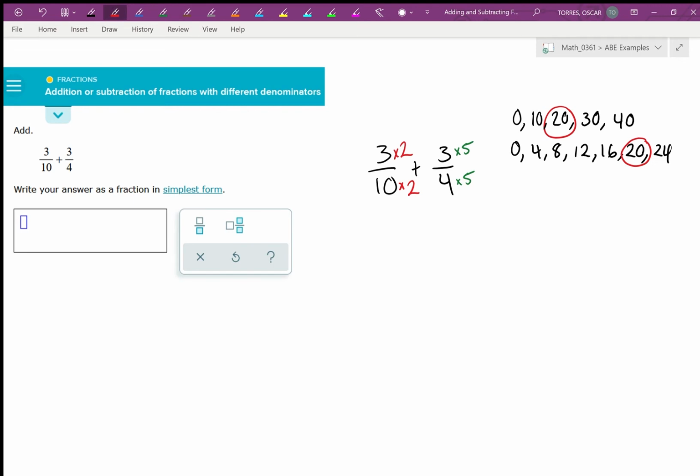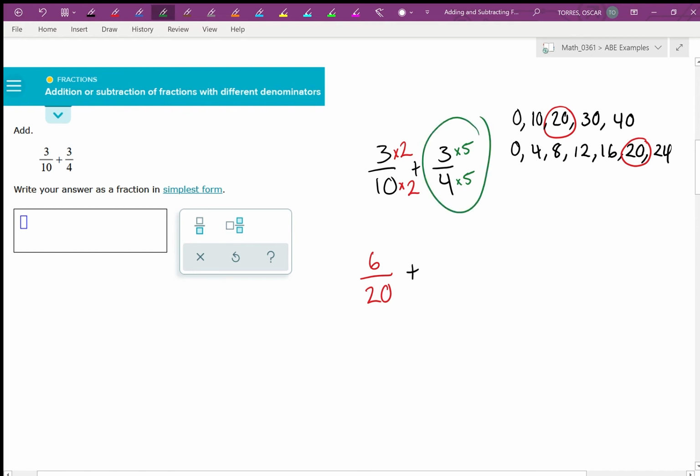Now we need to do the actual multiplication. For this first fraction, 3 times 2 is 6, and 10 times 2 is 20. So we get a fraction of 6 over 20. We have a plus sign for this problem because we're going to be adding. So I copy down the plus sign and then I move on to the multiplication on the right. 3 times 5 is 15. 4 times 5 is 20. So we end up getting 6 over 20 plus 15 over 20.